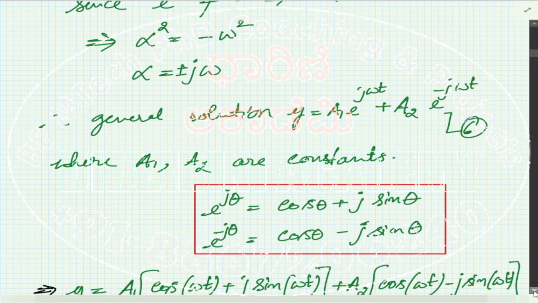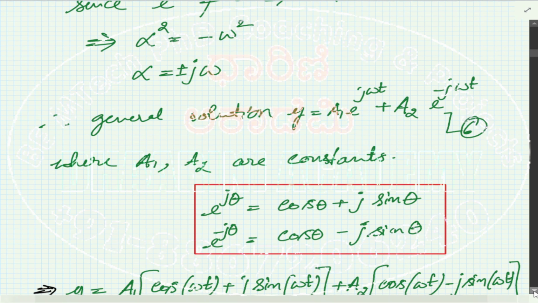So we use the identity from the complex numbers chapter in mathematics. We write e to the j theta as cos theta plus j sine theta, with a positive sign in between. If you have e to the minus j theta, you can write it as cos theta minus j sine theta. Now in the next step, y is equal to a1 into cos omega t plus j sine omega t, right? So that's the first term, plus a2 into cos omega t minus j sine omega t.